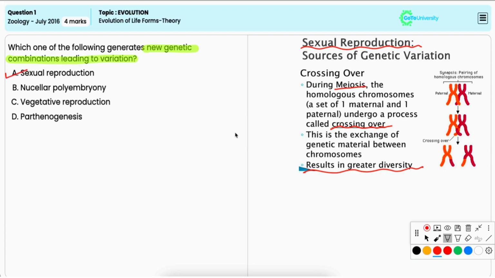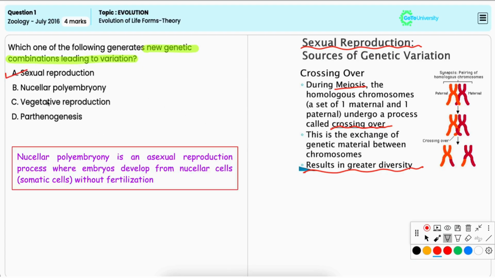Option B, nucellar polyembryony. This is incorrect because it refers to an asexual reproduction process where embryos develop from the nucellar cells, which are somatic cells, without fertilization. And it produces offspring genetically identical to the parent. So no new genetic combinations are generated.